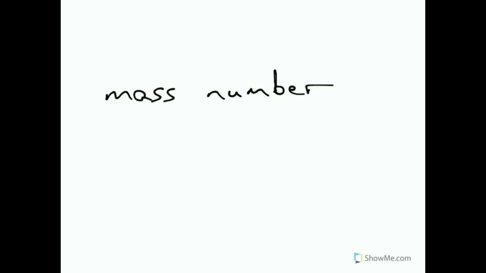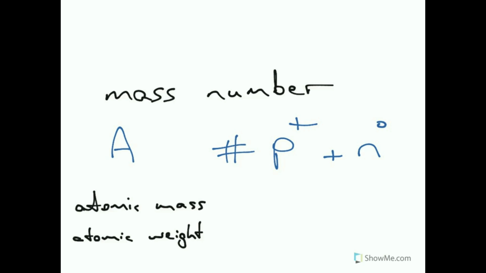The mass number of an atom, you can think of it as the number of things in the nucleus. Now, in the nucleus, we can have 2 things, protons or neutrons. So the mass number, symbol A, is the number of protons plus the number of neutrons. Remember, the electrons aren't found in the nucleus. The mass number is also referred to as the atomic mass or the atomic weight. Either of these are fine as alternative terminology.